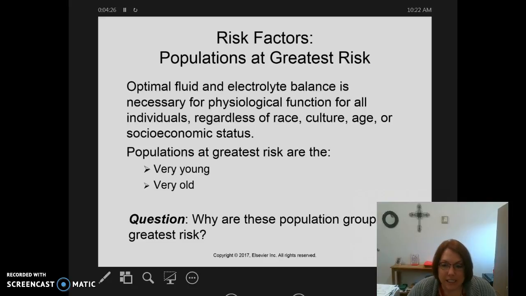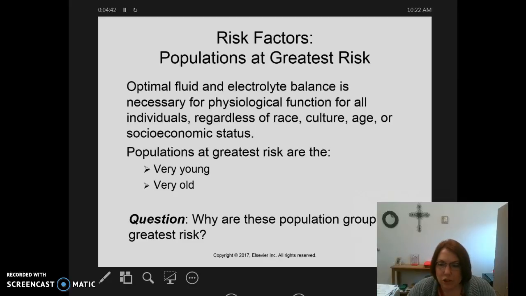Their thirst sensation is blunted. The kidneys are less able to respond to ADH, which is the antidiuretic hormone. Okay, and so what happens here is it impairs their ability to concentrate and conserve water. So they're going to end up putting more fluid out.